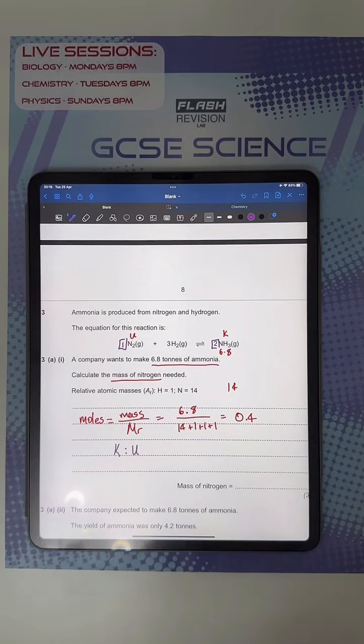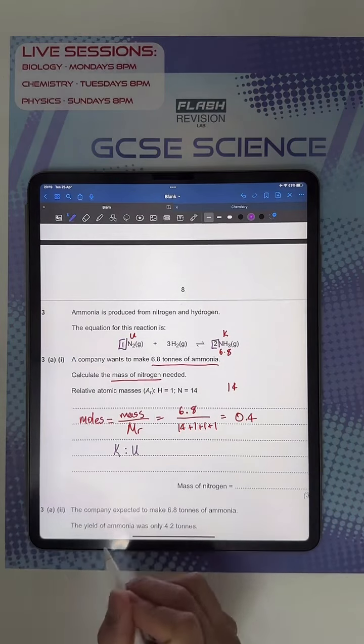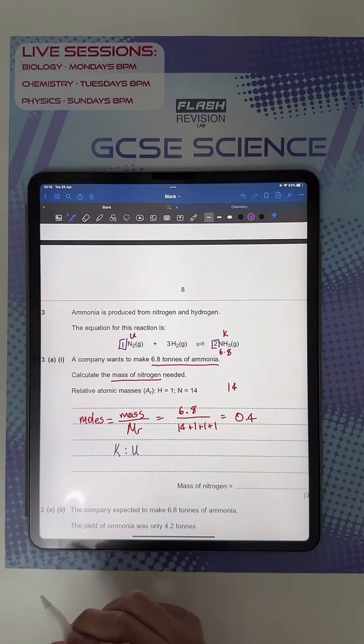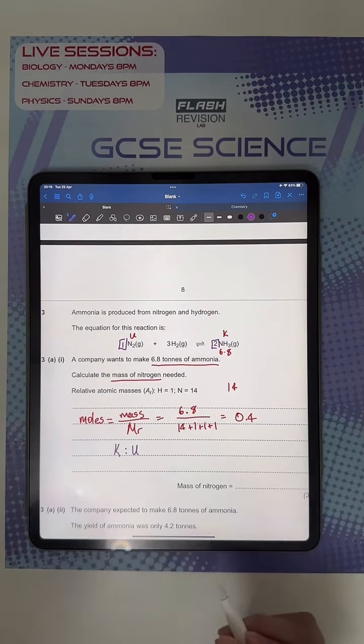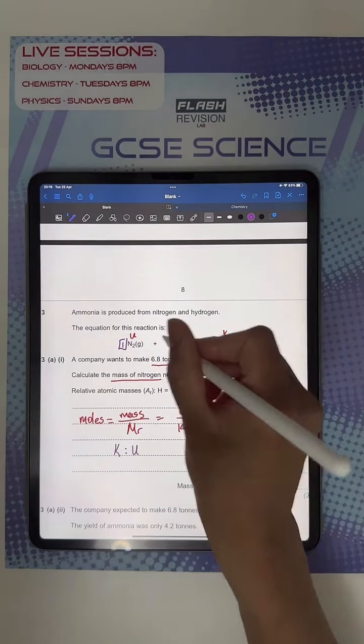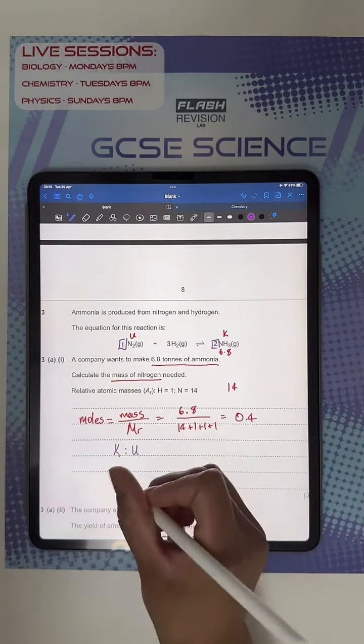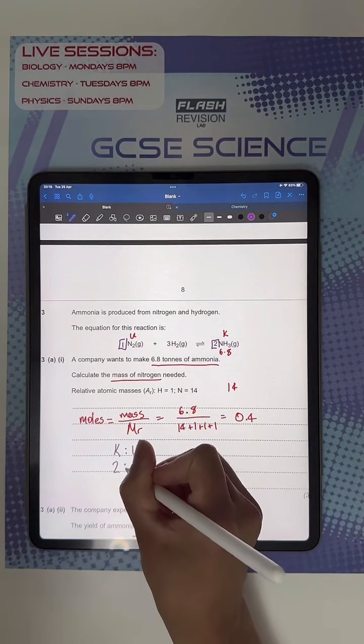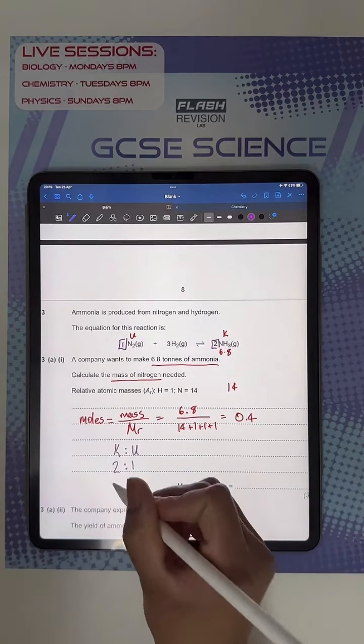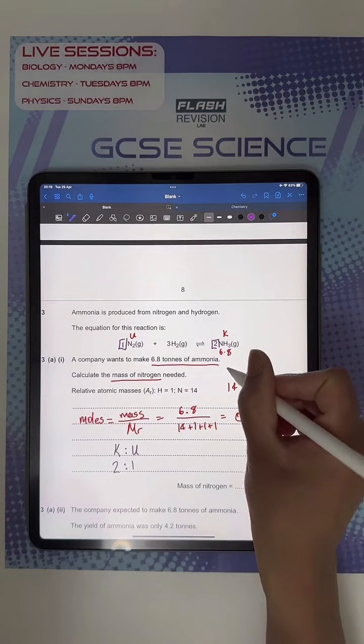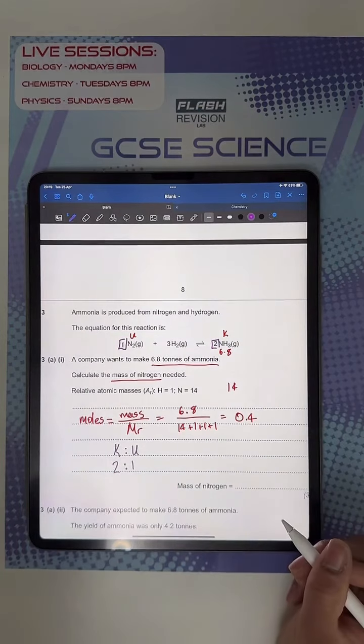Okay, some of you put 1 to 2, some of you put 2 to 1. Which one is it? It's the known to the unknown, so it's 2 to 1. So the ratio is 2 to 1. Good. That means for every 2 moles of known, you have 1 mole of unknown.